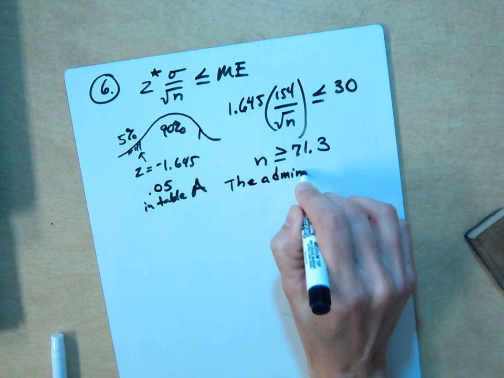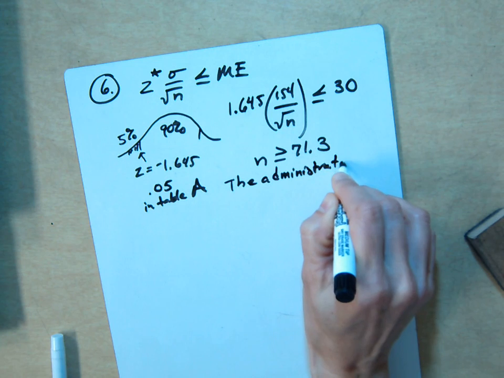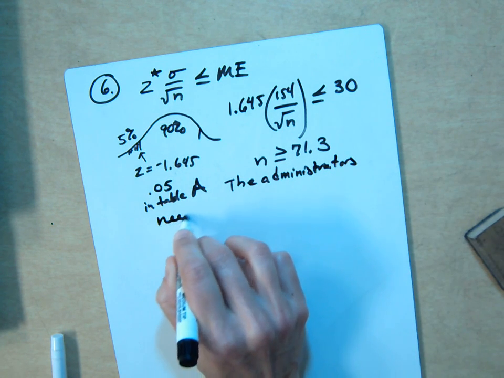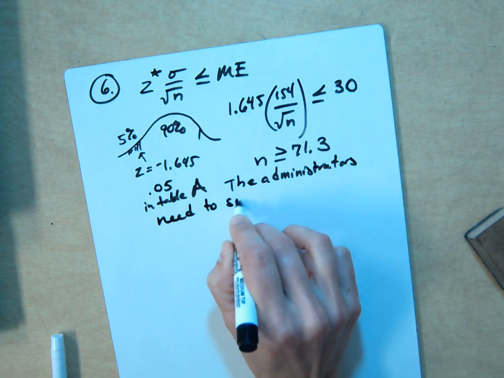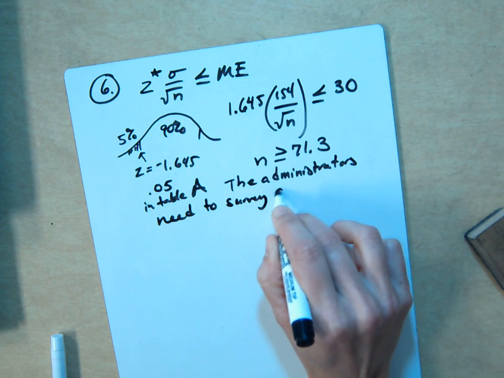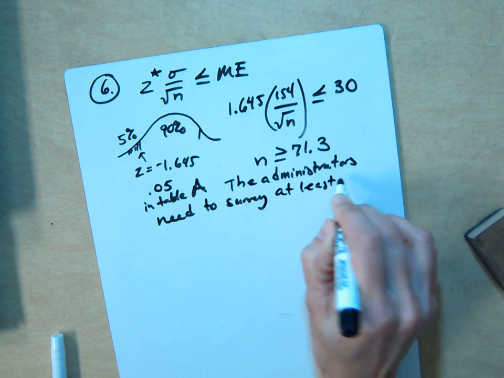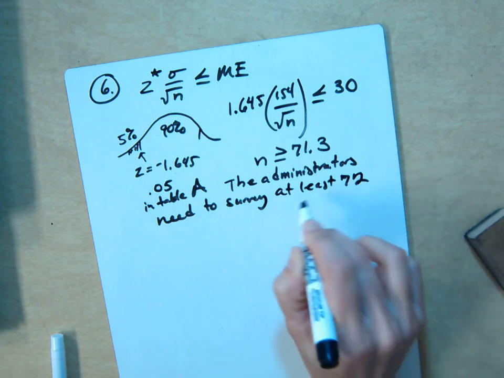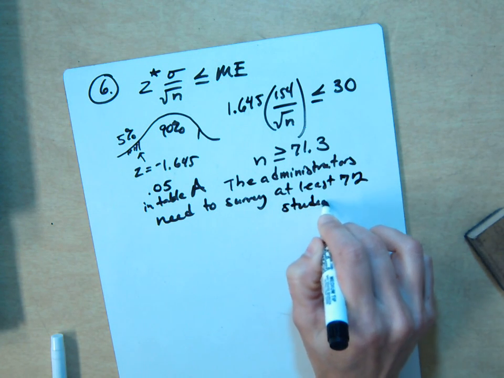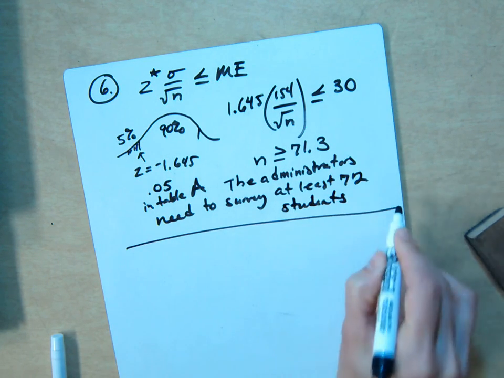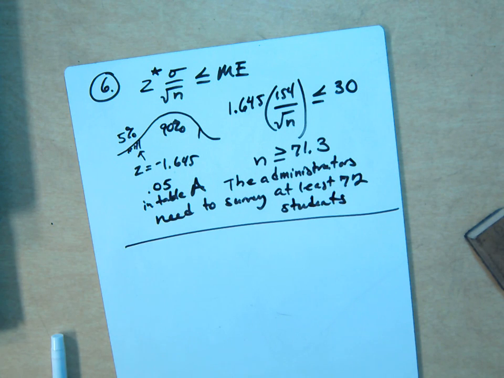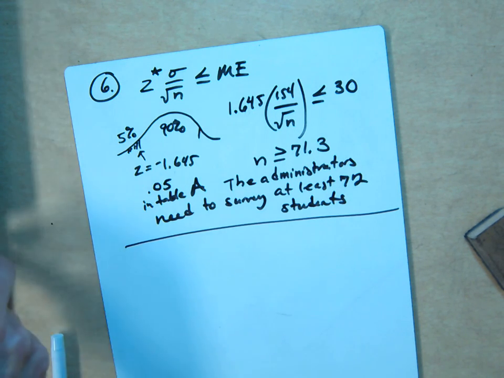The administrators need to survey at least 72 students. Okay, not that much new there. Just using a different formula.